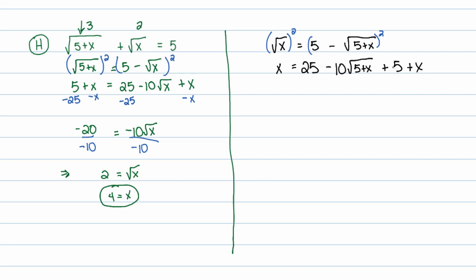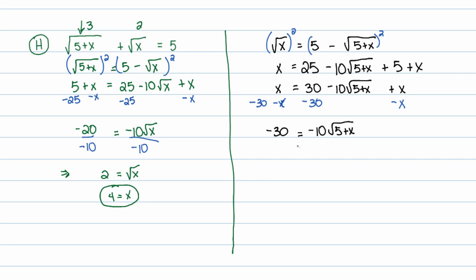Let's combine like terms on the right hand side. So I'll have 30 minus 10 root 5 plus x, and then plus x. Let's subtract x from both sides, I'm sorry, and a 30 from both sides. So subtracting x and a 30. There was just a 0, no numbers over there, so no numbers minus 30 gives me a negative 30 equals, what is this, a negative 10 square root of 5 plus x.